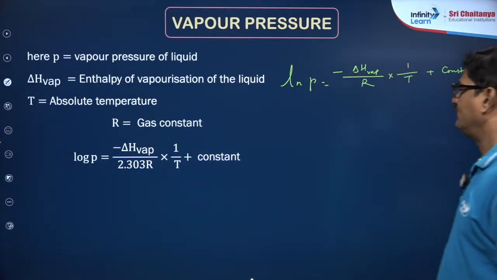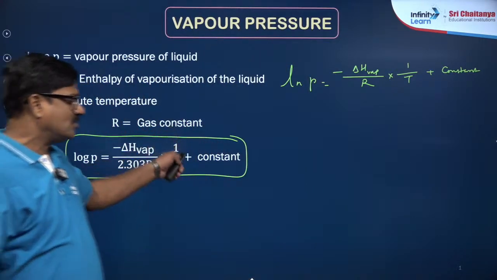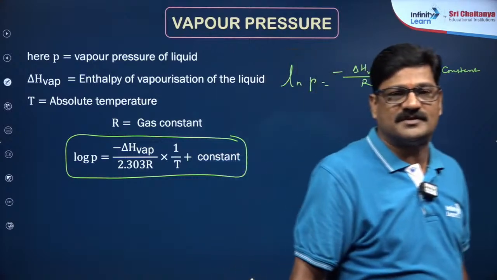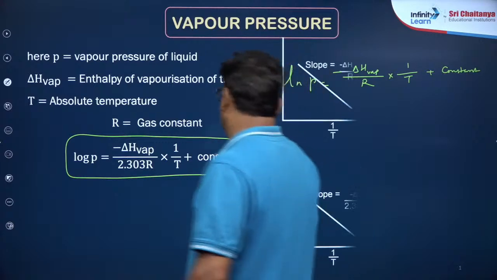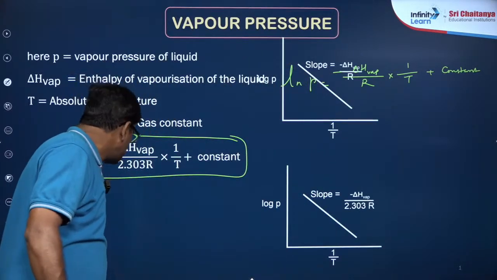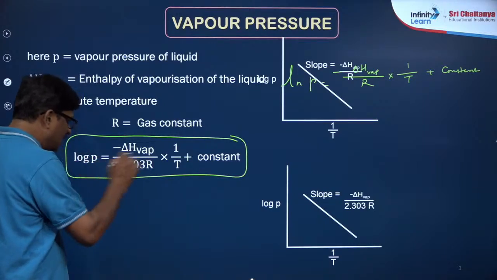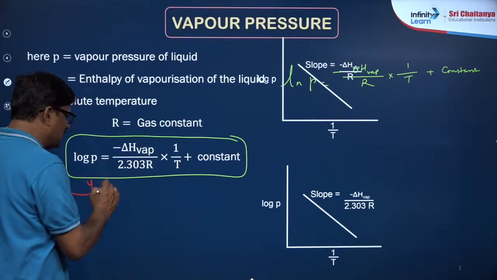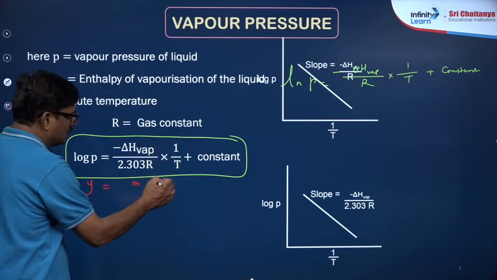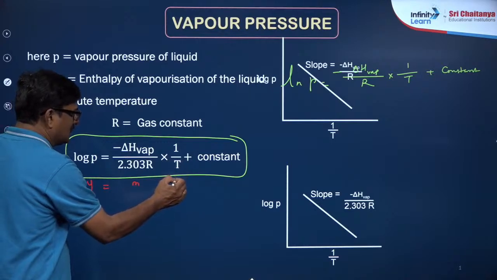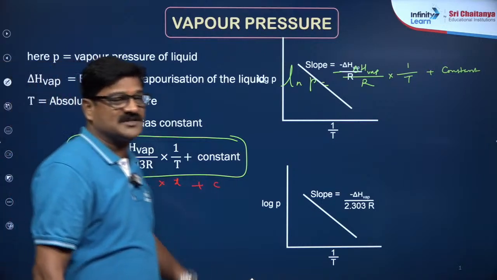You do not have questions in this particular chapter; rather, this Clausius-Clapeyron equation you can use in thermodynamics. So this is related to thermodynamics. When you talk about this particular equation, it appears like y is equal to m into 1 by T, which is x, plus c. Y is equal to mx plus c.